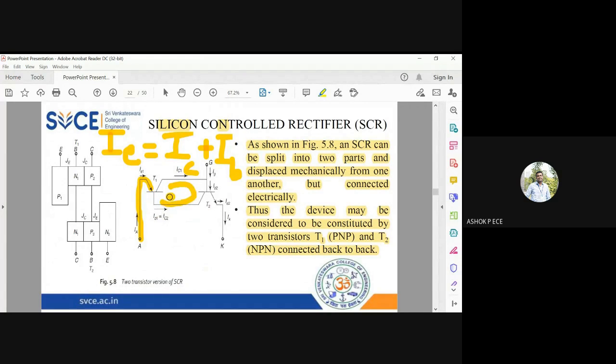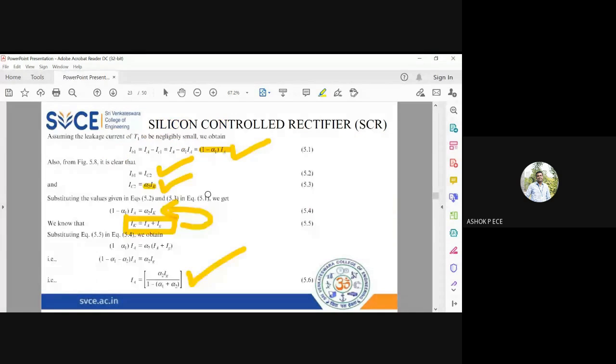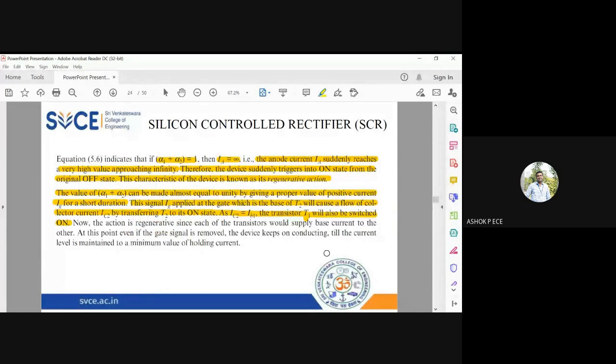This keeps on continuing as long as the gate current you give is sufficient to produce a very high anode current. Regenerative means it is going to happen repeatedly, or it is going to happen for a longer amount of time until an appropriate current is given. So the action is said to be regenerative since each transistor would supply base current to the other transistor. T1 base current is supplied from the T2 collector. T2 base current is supplied from the T1 collector.